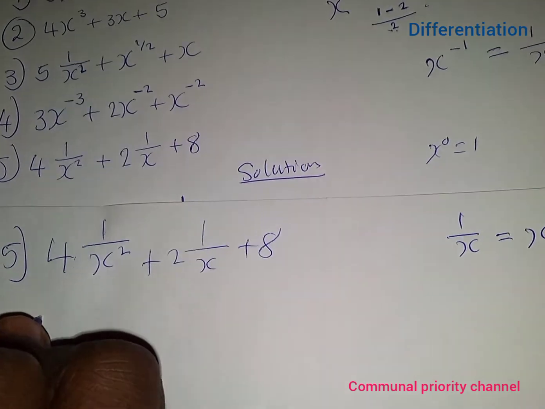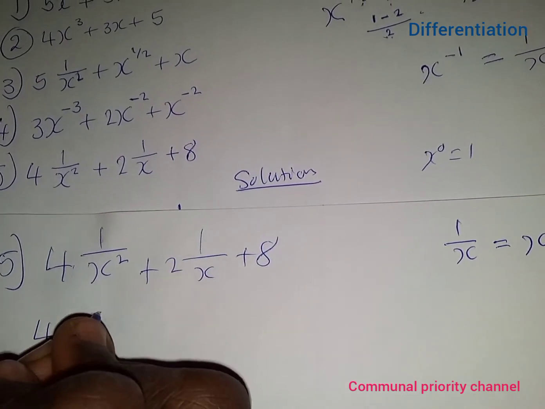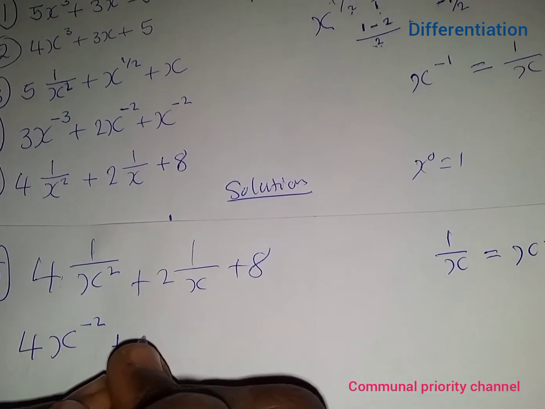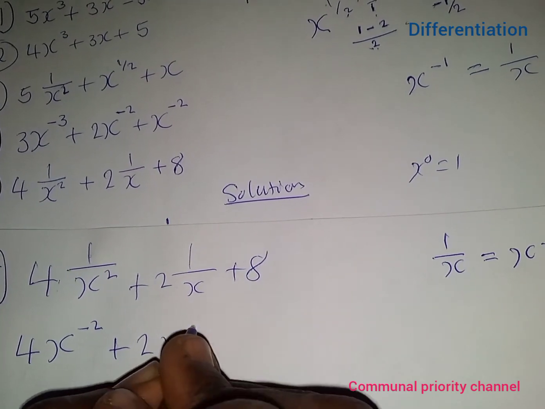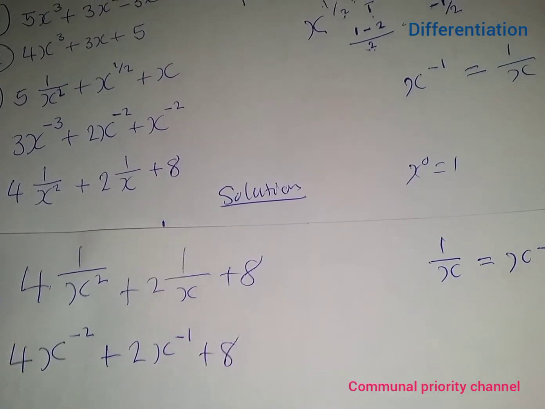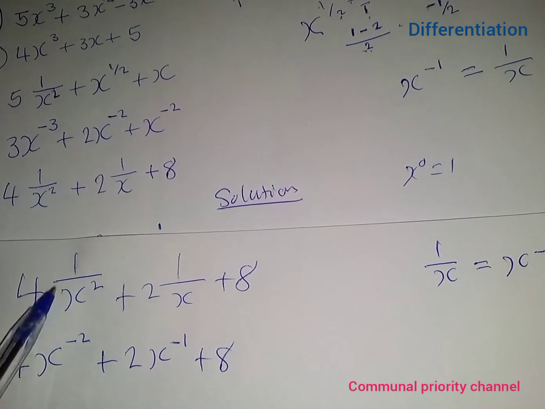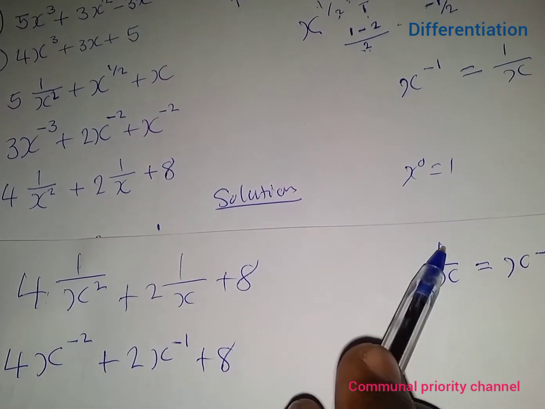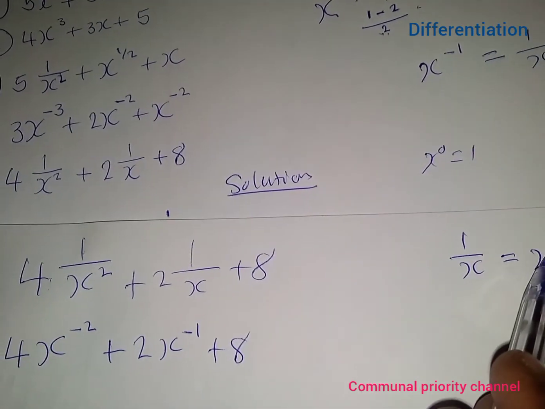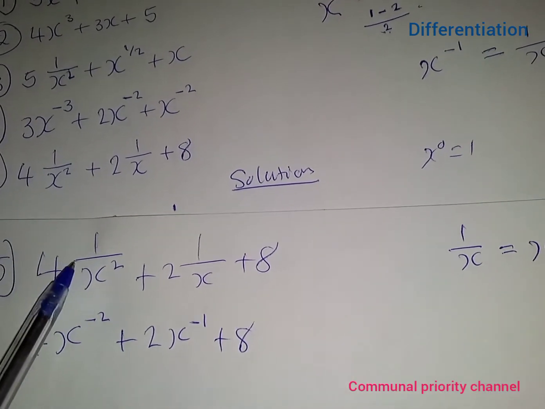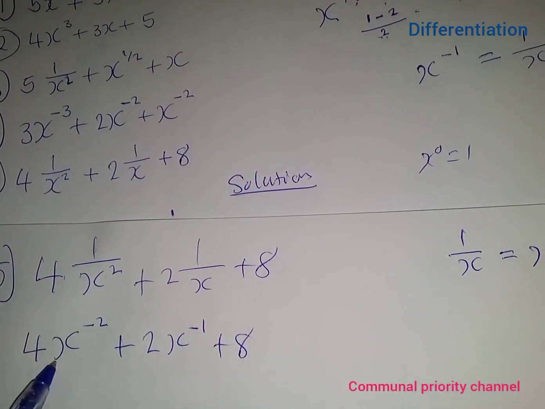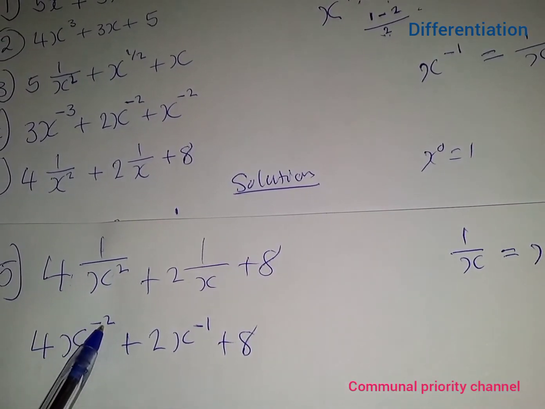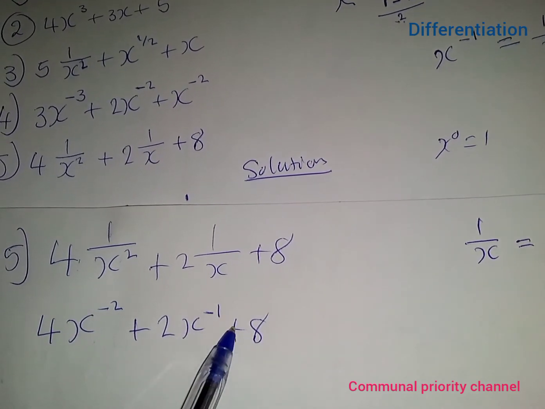So therefore, this is the same thing to say 4x to the power of minus 2 plus 2x to the power of minus 1 plus 8. Because this division, this fraction will change to what? Negative power. As we said, if you have 1 all over x, it's the same thing to say x to the power of minus 1. So the same thing we have here, 1 all over x square is the same to say 4x to the power of minus 2 plus 2x to the power of minus 1 plus 8.